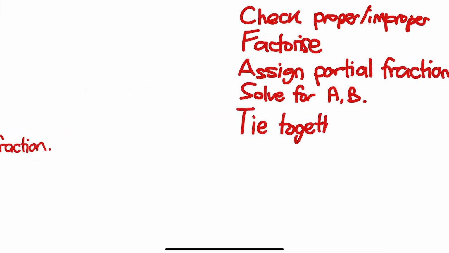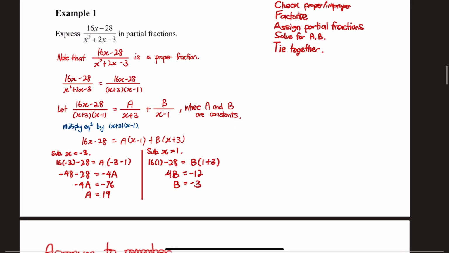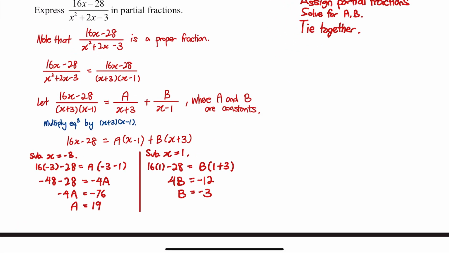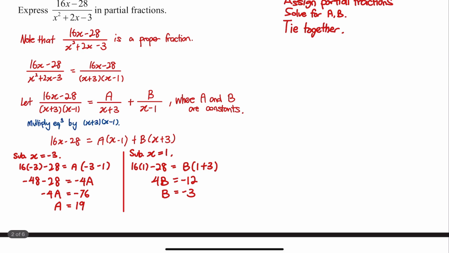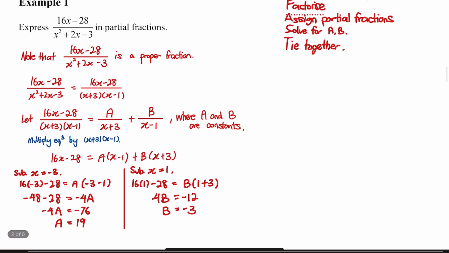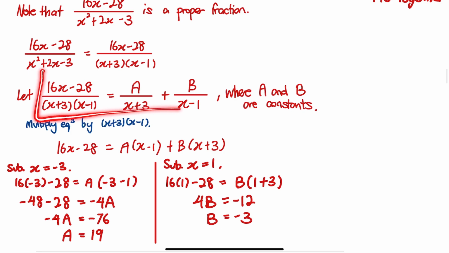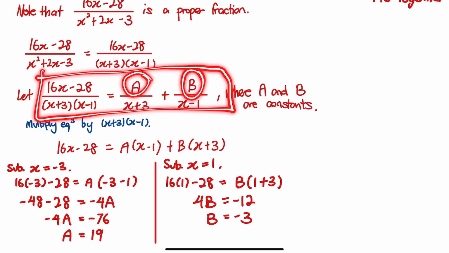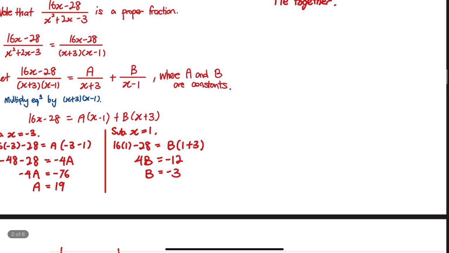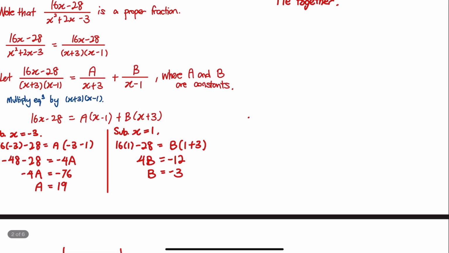What does tie together everything mean? Now that I found A and B, I must now represent my answer using the final statement. They say the question is express this fraction in its partial fraction. So I found the value of A and B over here. Therefore, for the final answer to this question, you must state this final answer statement.